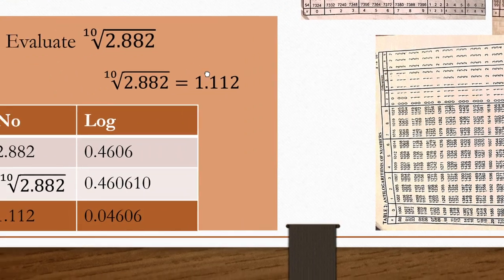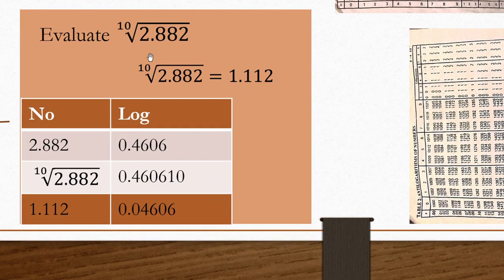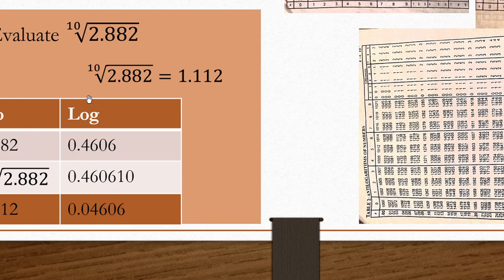Then the next one is evaluate 10 root 2.882. Remember, when you are finding the root of a number, you have to divide the log by 10. I'm so sorry for this mistake. Here is meant to be a division sign. So finding the log of 2.882 will be 0.4606. Divided by 10 will give us 0.04606. And the antilog of that will be 1.112. So 10 root 2.882 will be 1.112.